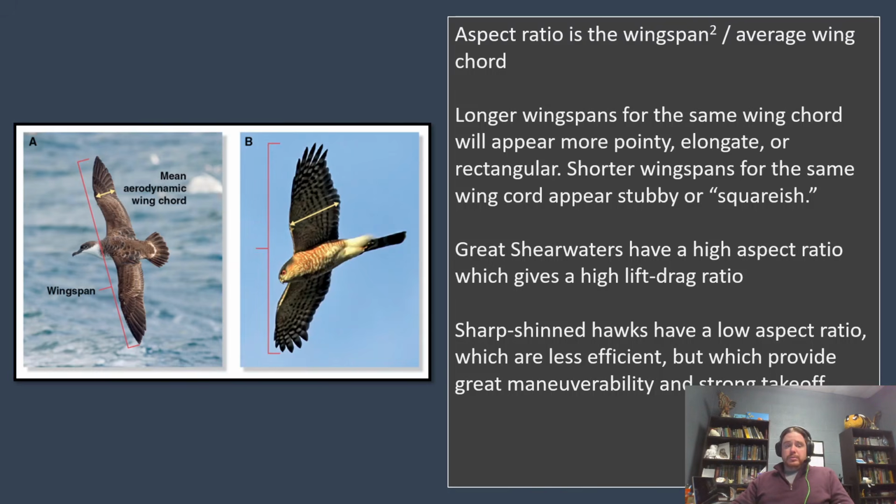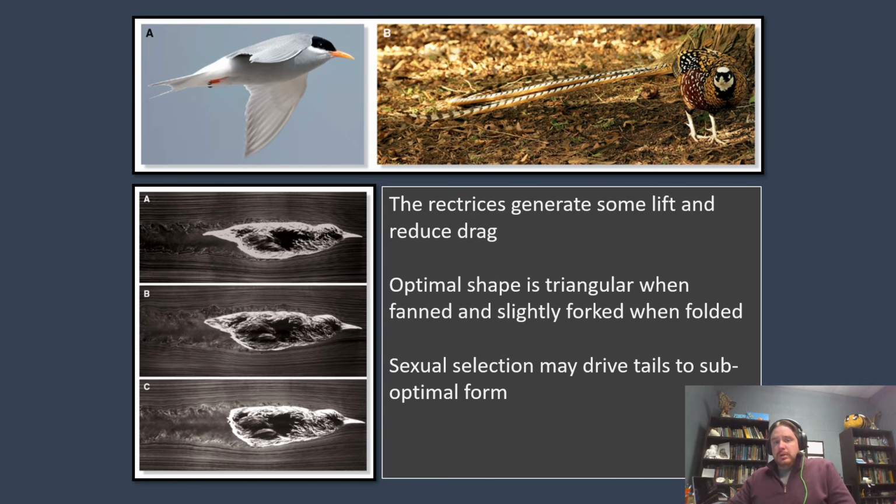It might become, with a little bit of thought, readily apparent as to why that might be important for a sharp-shinned hawk to give up some efficiency for higher maneuverability. Think about that. That might be something worth giving consideration to.